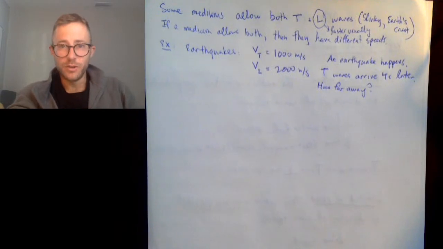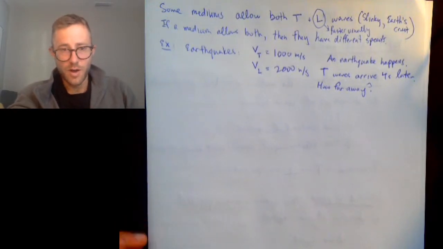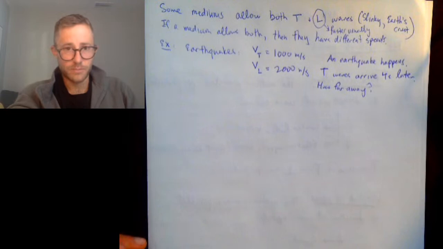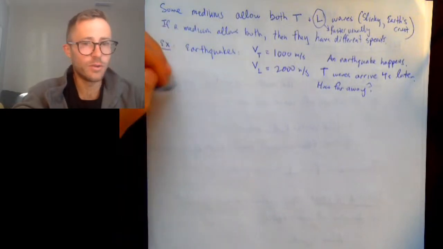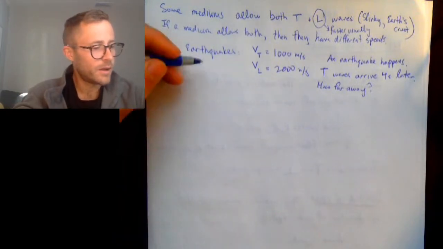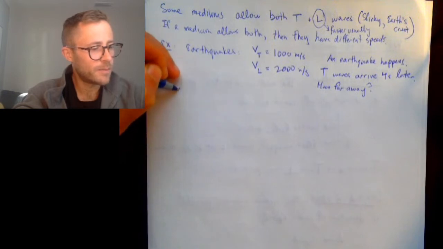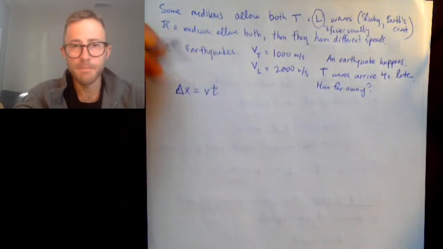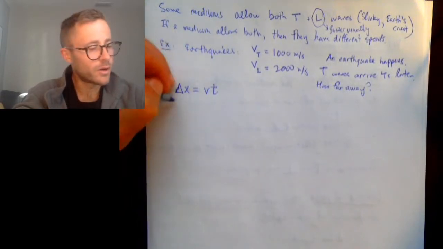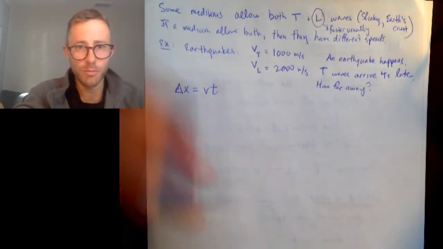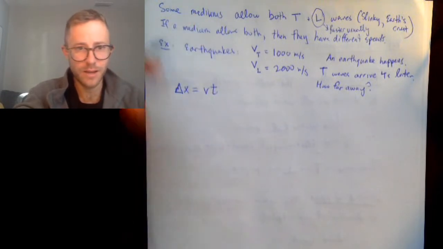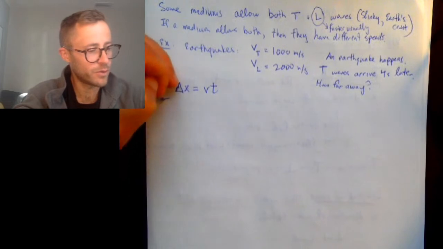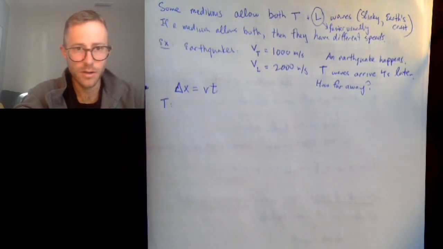So we can actually use this information to figure out how far away the earthquake is. Here's what you would do. You would write delta x equals velocity times time. You are going to write one of these equations for both the transverse wave and the longitudinal wave.